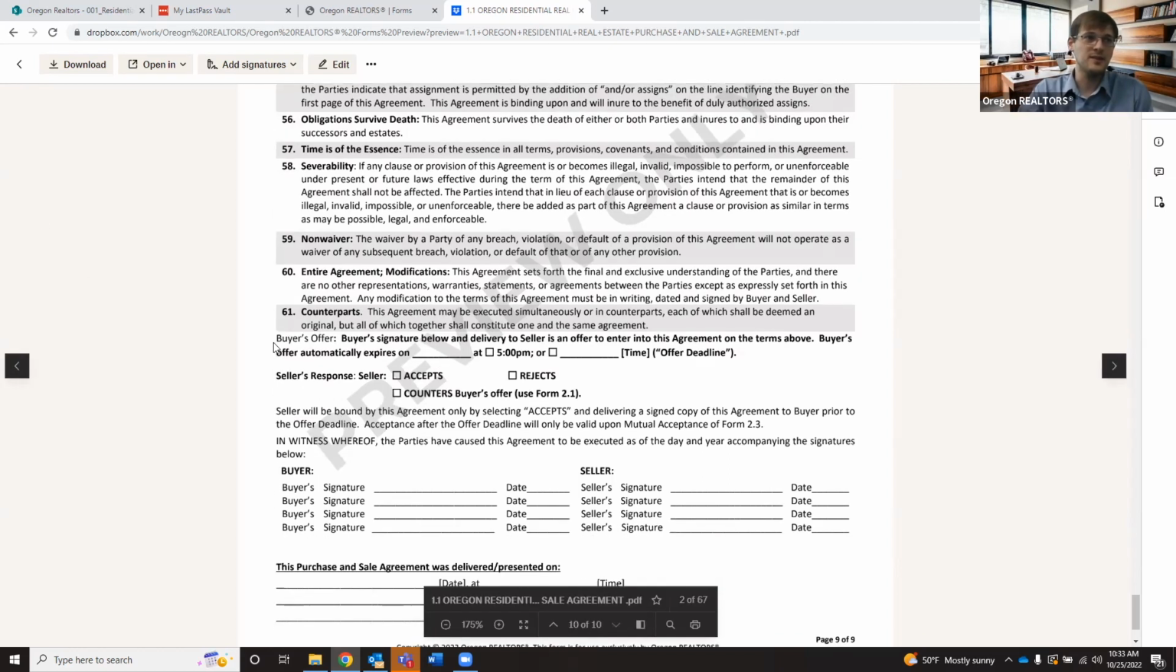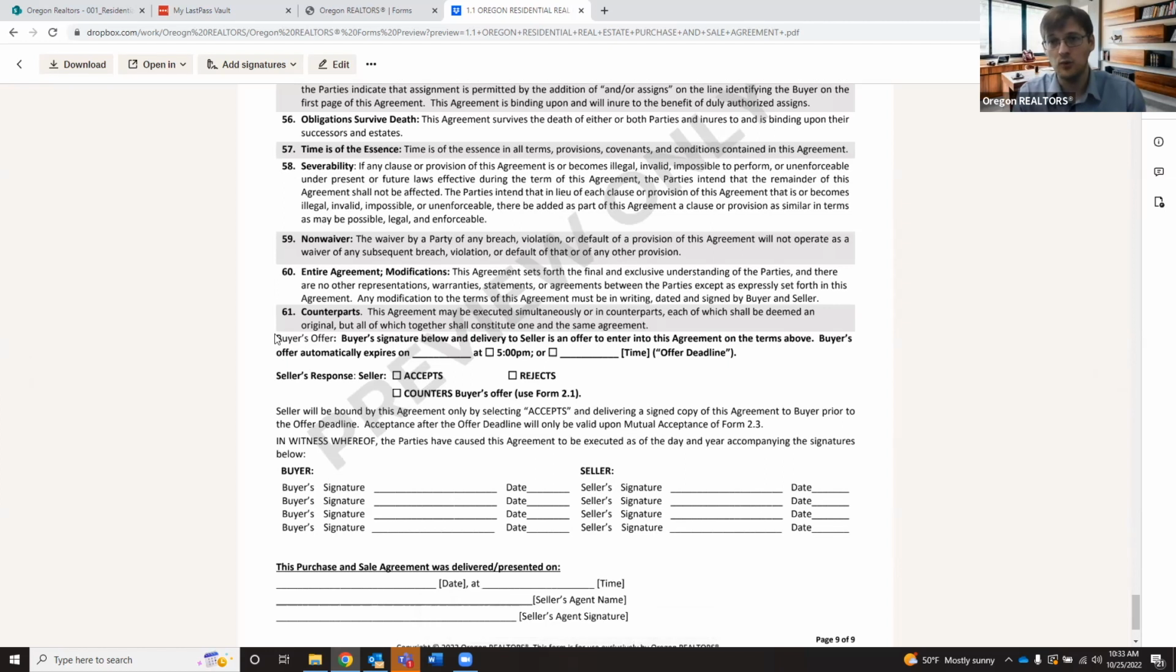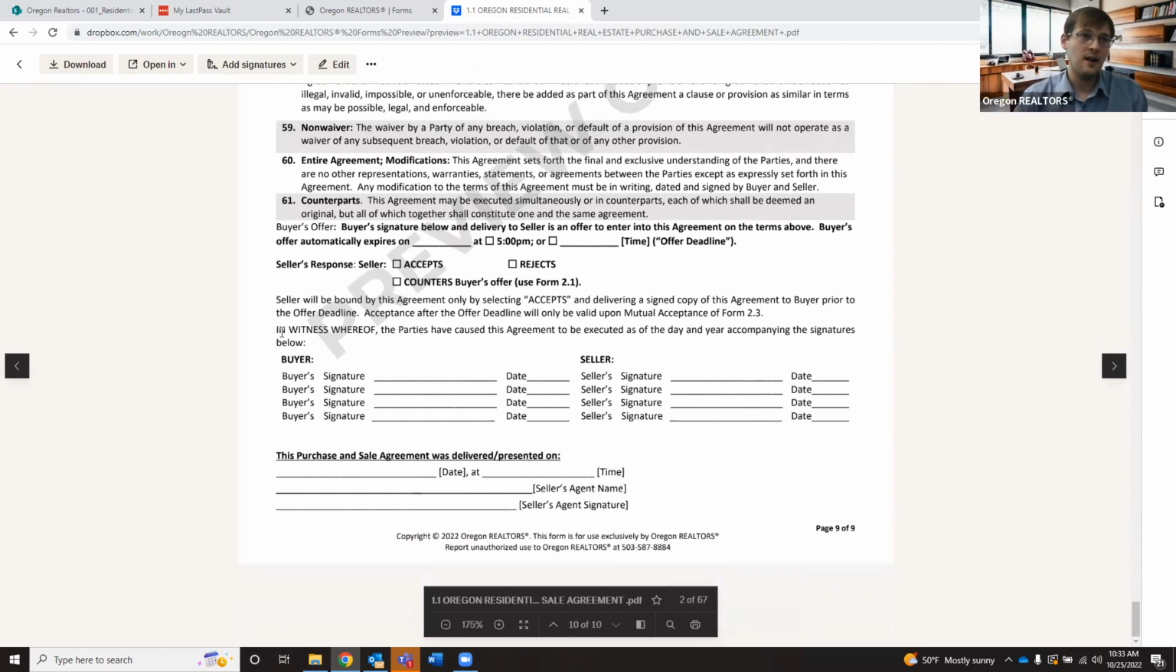Non-waiver, entire agreement. If you modify things, you need to agree to it in writing with the other party, and then you can do it in counterparts, which lets you essentially do DocuSign or sending multiple documents out into the world at once to get signed. The buyer then says when they want this offer to be accepted by, they put their expiration date. They say, expires at 3 p.m. on June 20th or whatever it ends up being.